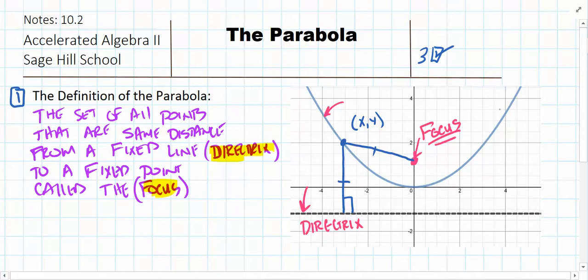Look, I'll pick a point way over here. I'll call this x1 comma y1, whatever it happens to be. If I draw a line from the focus to that point, it is the exact same distance all the way down to the directrix here. So that distance is the same as that distance.